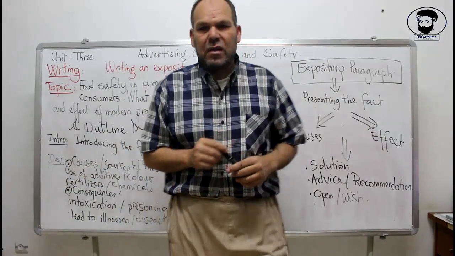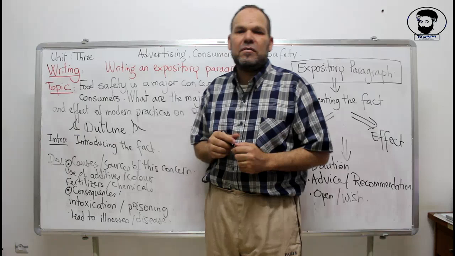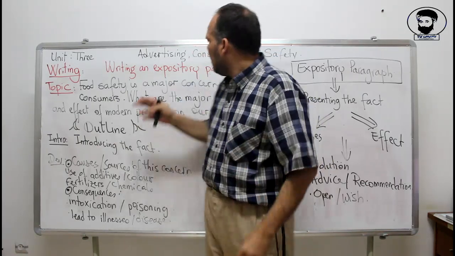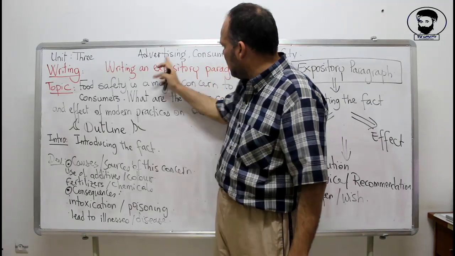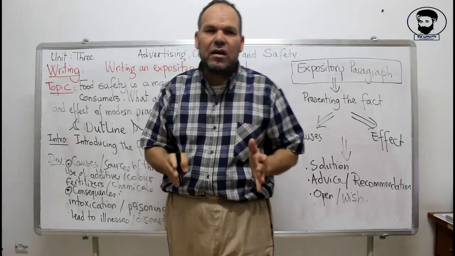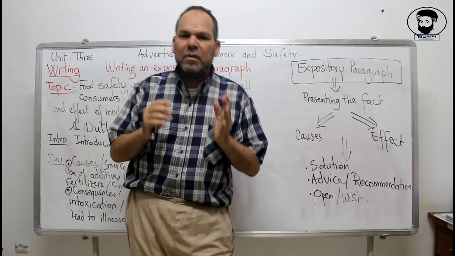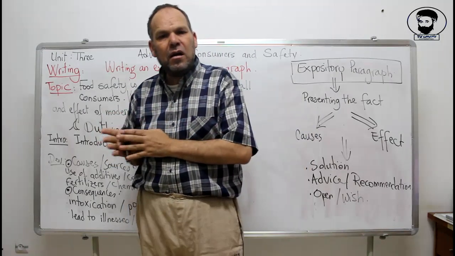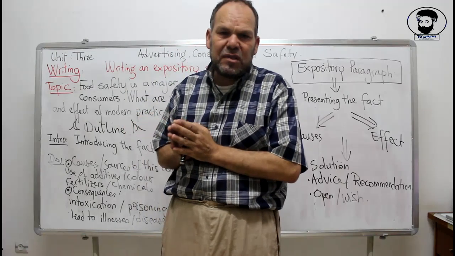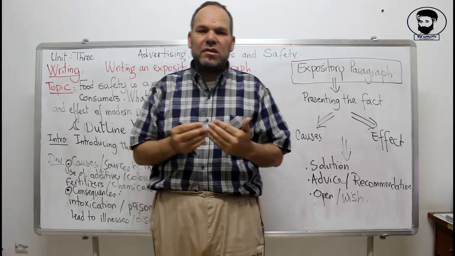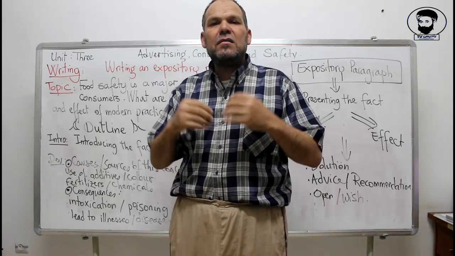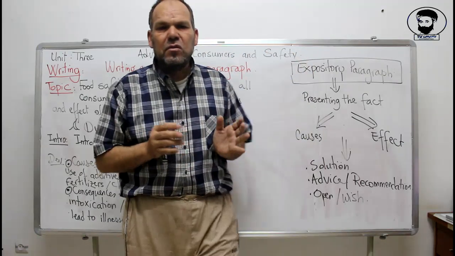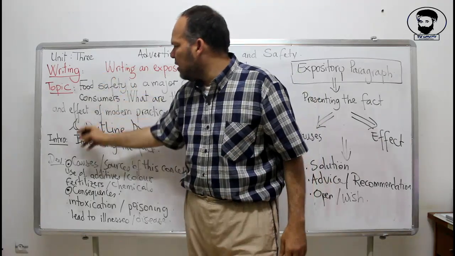We have come now to the last part of the unit. I have been through the defining concept of consumer safety and advertising. I've told you what advertising is. I've told you what we meant by consuming. We've seen the different forms of advertisement, and we said that it can be positive or negative, and most of the things of the language, grammar. Now today we are going to see the last part, which is writing.